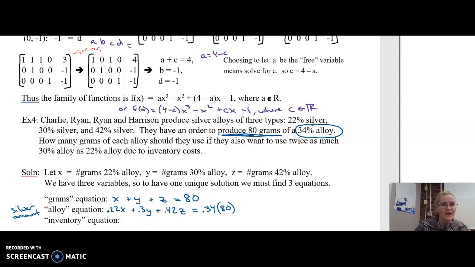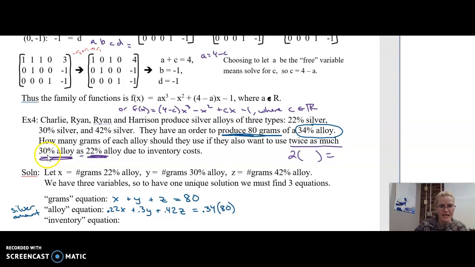And then we have this last sentence here that says they want to use twice as much 30% alloy as 22% alloy. So how do I write that as an equation? I want 2 times something to equal something else. So again, what variable goes where?